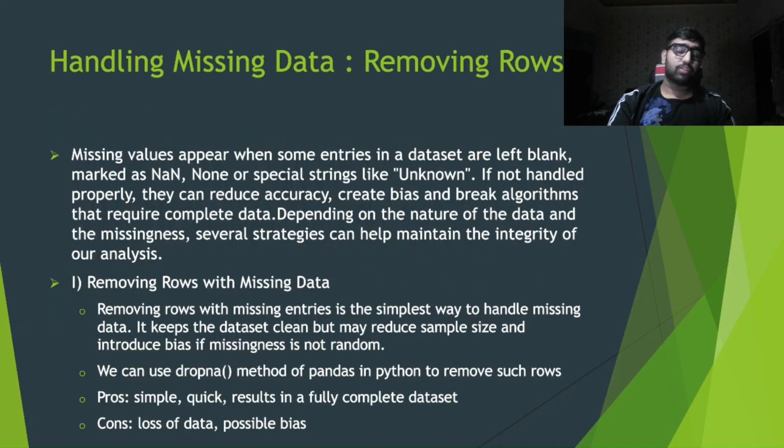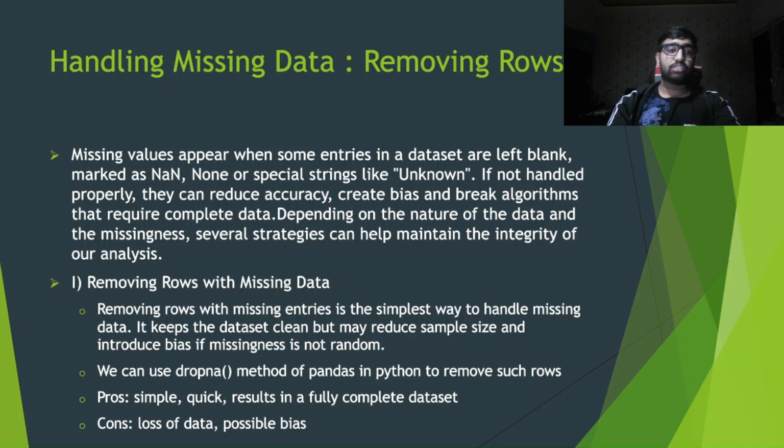Missing values appear when some entries in data are left blank, marked as NaN, None, or special strings like unknown. If not handled properly, they can reduce accuracy, create bias, and break algorithms that require complete data. Depending on the nature of the data and the missingness, several strategies can help maintain the integrity of our analysis.